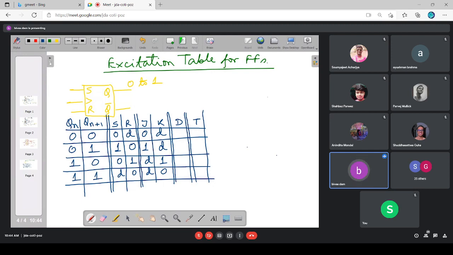For the 0 to 0 transition, what is the required output? 0. For 0 to 1 transition, 1. 1 to 0 is 0, 1 to 1 is also 1. So these, 0, 1, 0 and 1, are the required outputs at the arrival of the clock active edge. So what should be the corresponding inputs given there? Same. 0, 1, 0, 1.